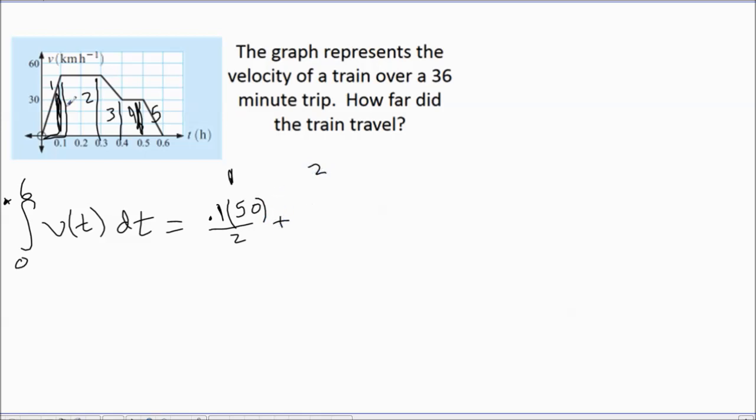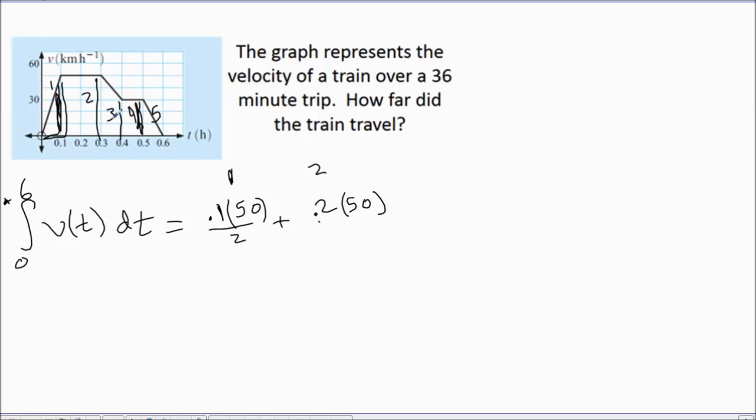Okay, so this next piece of work is going to correspond with interval number 2. Interval number 2 is pretty easy. It's a rectangle. It goes from 0.1 to 0.3, so that is a width of, excuse me, 0.2. And it has the same height as before, so times 50. And it's not divided by 2. It looks like I almost started to write it. It's not divided by 2. It's a rectangle, so be careful.